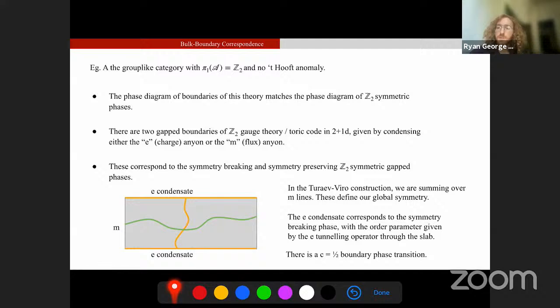And we see there's an order parameter, which is that you can have an anion tunnel from one side to the other. And that operator has a VEV. Because of the braiding of E and M, it's charged under the Z2 symmetry. So this is symmetry breaking. And you can also show it as two ground states on a circle. So that's the mapping of gapped phases. And if you study the boundary theories, you find there's a central charge 1/2 boundary phase transition, which now we understand is essentially the Ising transition. It's just at the boundary of this thing. So pretty easy.